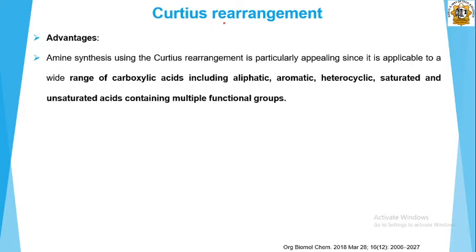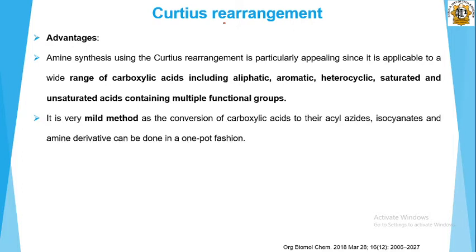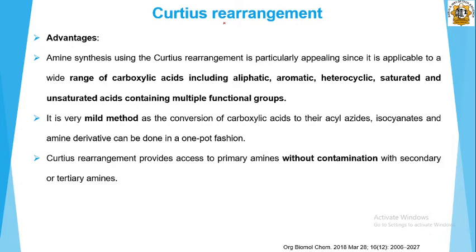So amine synthesis using the Curtius reagent is very useful. A range of carboxylic acid groups are tolerated here, like aliphatic, aromatic, heterocyclic, saturated, unsaturated, and a lot more. There is no other reaction like this which tolerates so many groups. It uses very mild reaction conditions, which is again a good advantage, and it can be done in a single pot fashion also. The Curtius rearrangement provides access to primary amines without contamination. This is another advantage, you will get pure products without impurities.